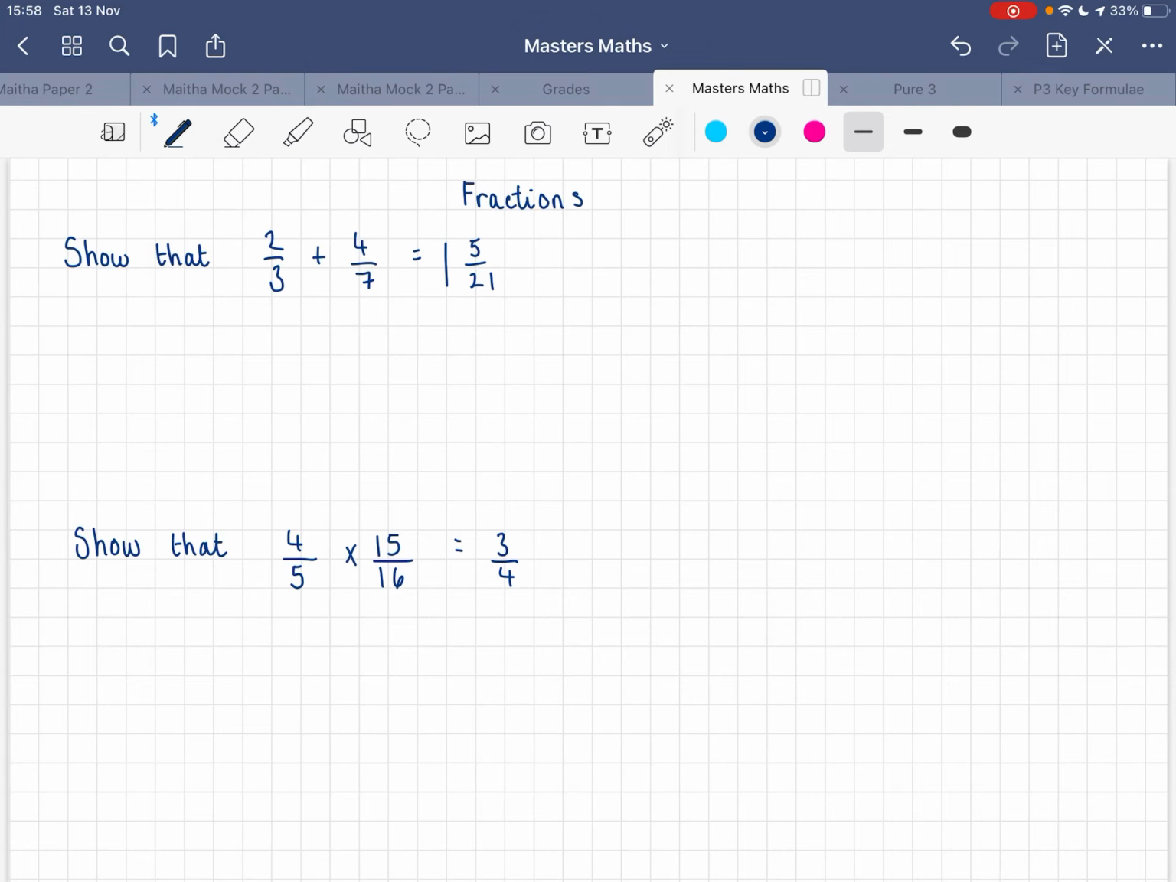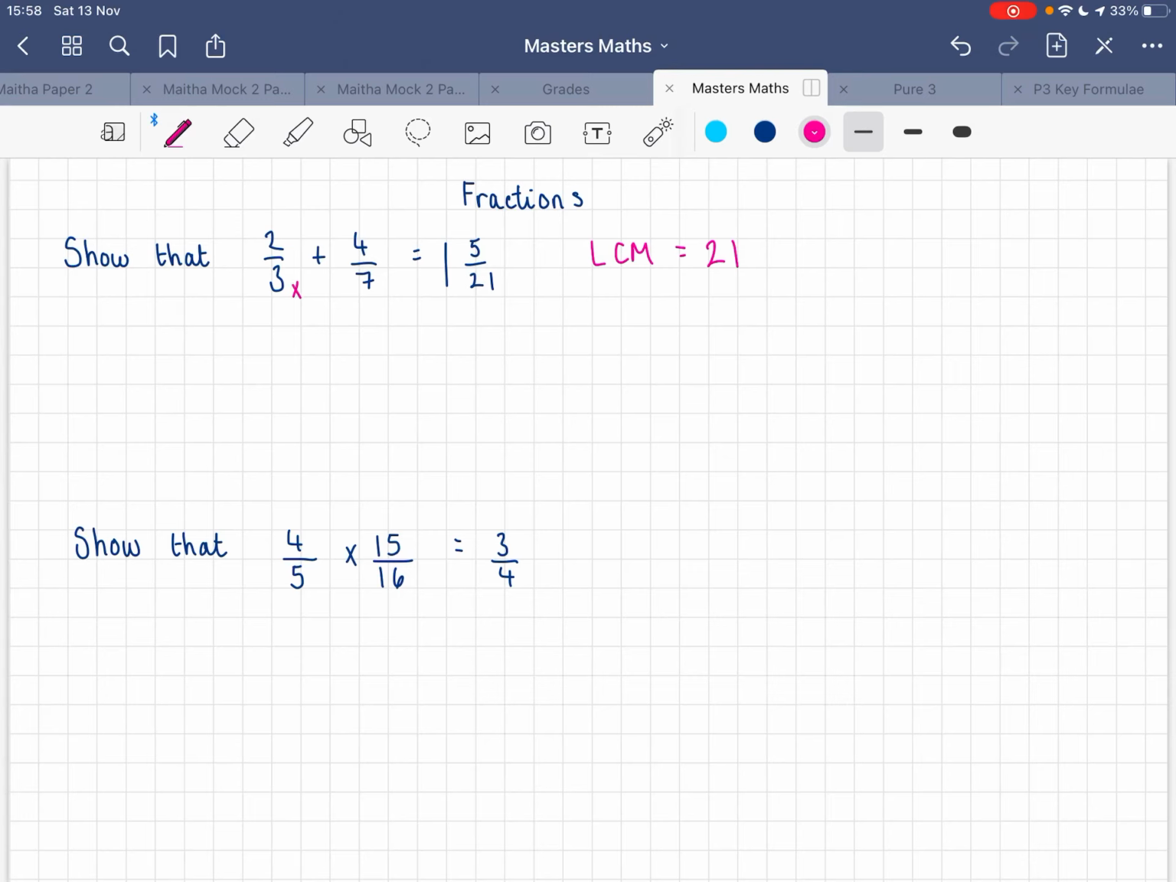So the first thing we need to do is find a common multiple of 3 and 7. So the lowest common multiple of 3 and 7 is 21. So I'm going to change both of these fractions so that they are over 21 instead of over 3 and over 7. Once they're the same, then we can add them together.